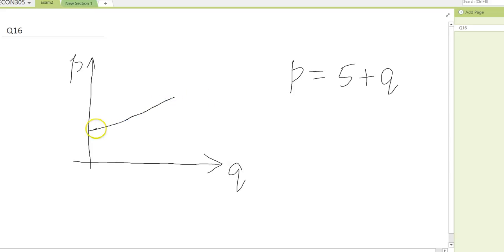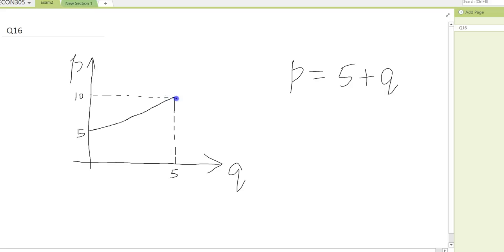My drawing is not very beautiful, but I just want to show you how to do this. So this is 5, and so then when Q equals 5, then P equals 10, so this is 10. So that's my second point.